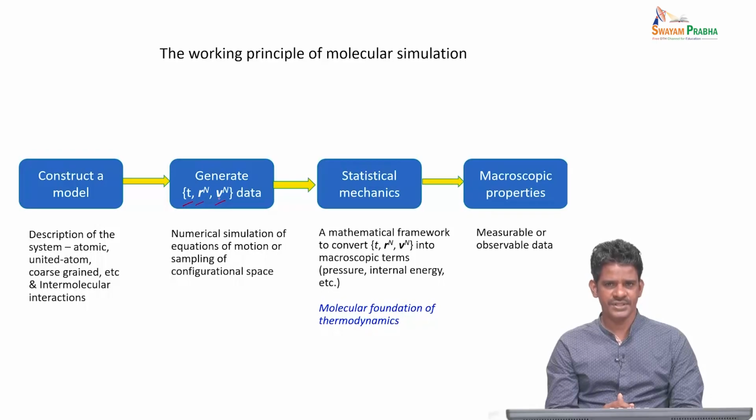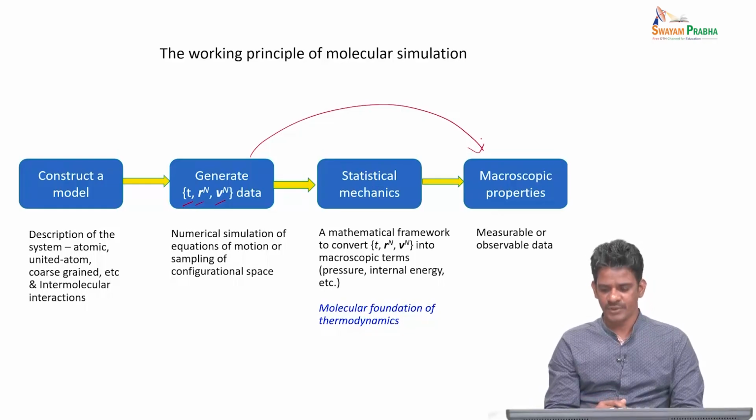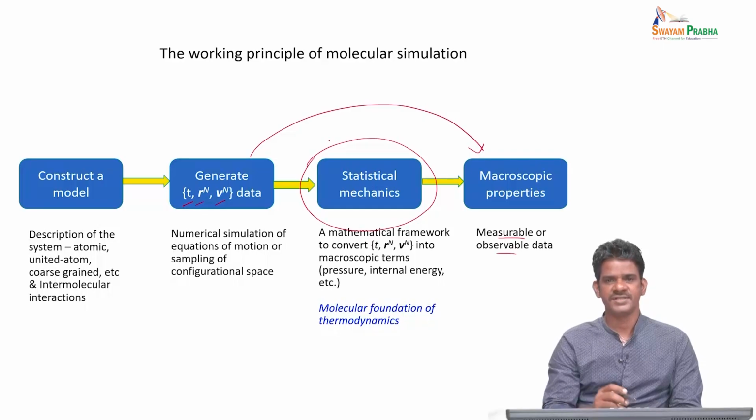So there comes the question: how do I relate the large number of microscopic data of time-dependent positions and velocities, and then convert them into certain average properties which can be compared to experimental systems? The link between the microscopic data and macroscopic properties, which are either measured or observed, is actually connected through the framework of statistical mechanics.